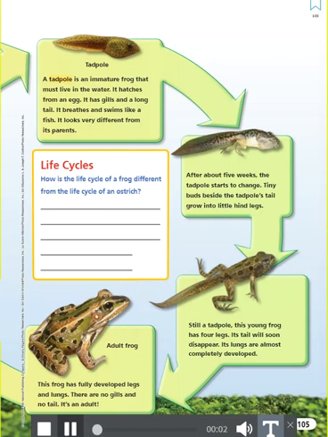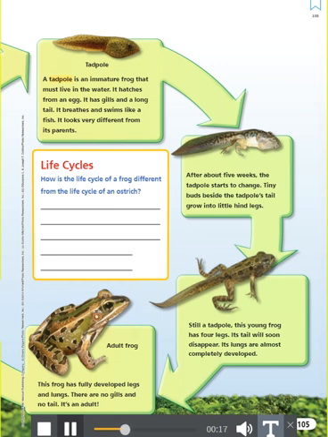Tadpole. A tadpole is an immature frog that must live in the water. It hatches from an egg. It has gills and a long tail. It breathes and swims like a fish. It looks very different from its parents.